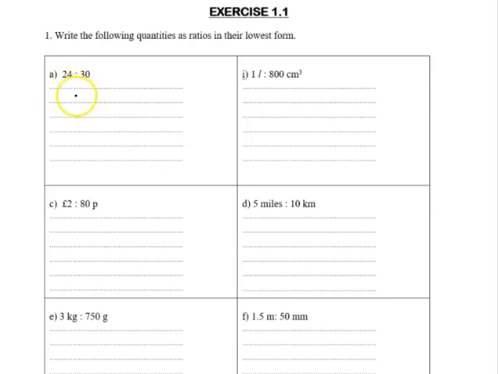Now they're asking us to simplify each of these ratios. Now what we need to do here, we need to find common numbers that we can divide the two numbers by. So 24 and 30, we can divide them both by 6. So we're going to do 30 divided by 6, and we're going to do 24 divided by 6. And that's going to give us 4:5.